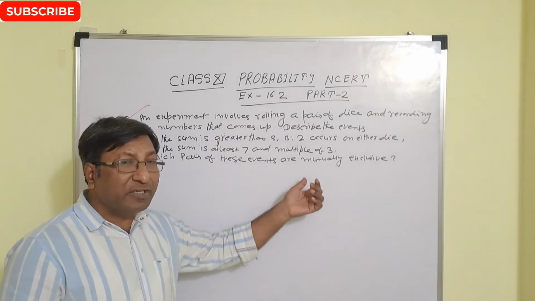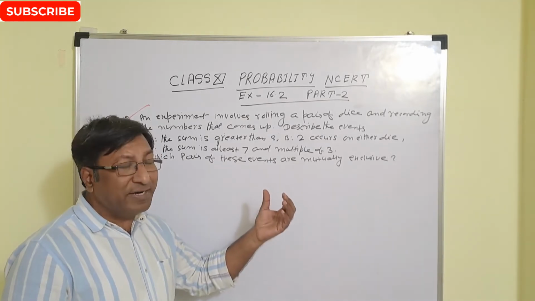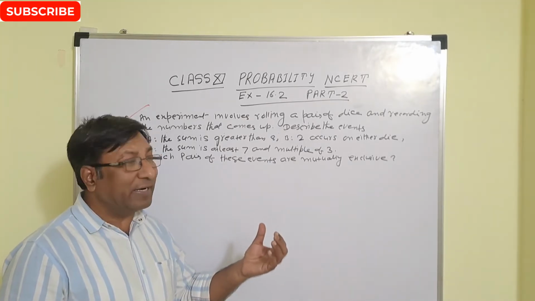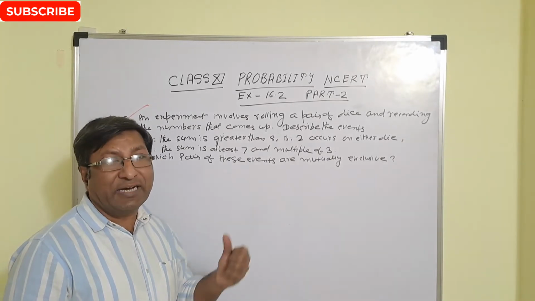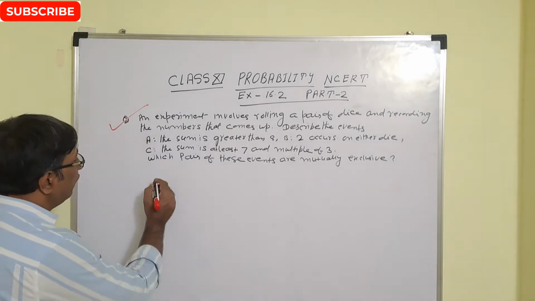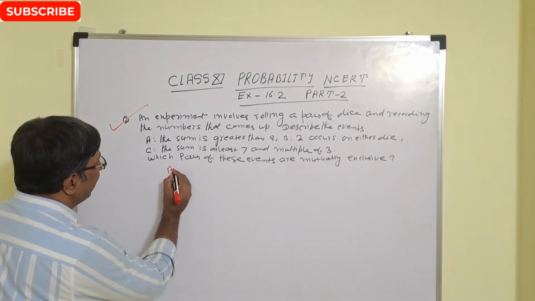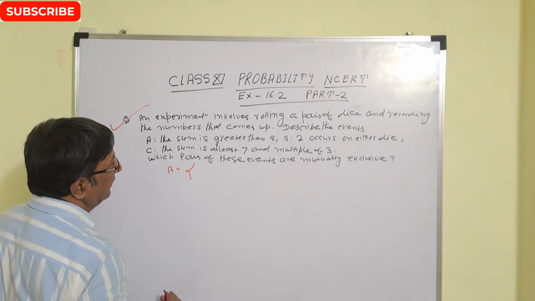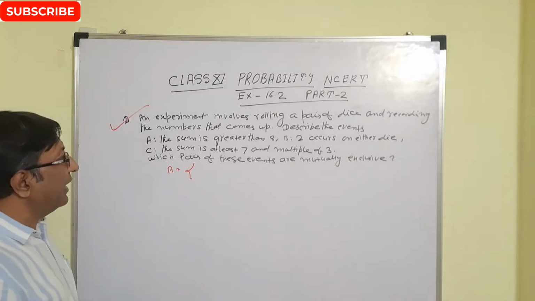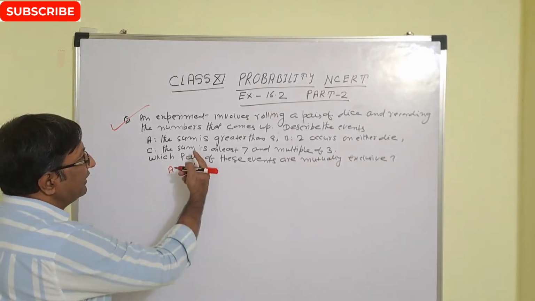So what is mutually exclusive? When two events have no common element, that is, the intersection of the two events is empty, then they are called mutually exclusive events. First we are finding event A. Event A is the sum is greater than 8. So when we take the pairs, we check which are greater than 8.